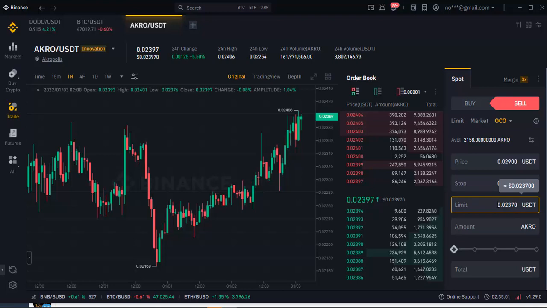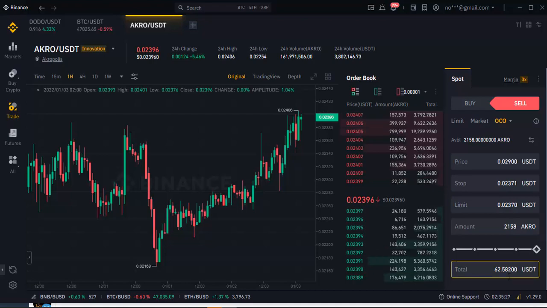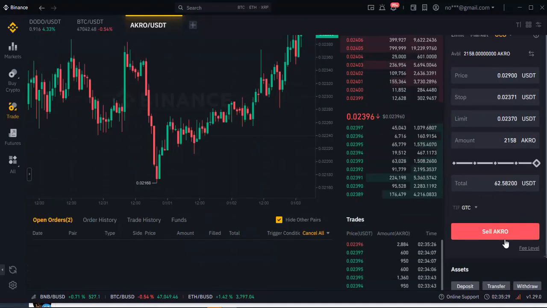If this market price, which as you can see is 0.02397, comes back instead of going up to this extent to give us more profit, then we have secured the first target, which is this. Therefore, we have to do 100% of this, and finally we go and click sell.